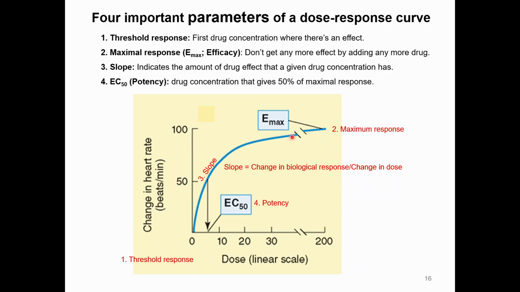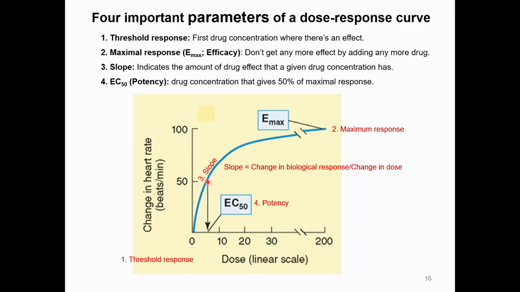The maximal response, here we're using change in heart rate again. The maximal response, Emax, is really the maximal efficacy you'll get out of it. And it's the point at which adding additional drug doesn't give you any more response, basically. Now the EC50, number 4, has to do with the potency of the drug. What's the affinity of the drug for its target receptor, for instance, okay? So smaller EC50s means a more potent drug, basically.